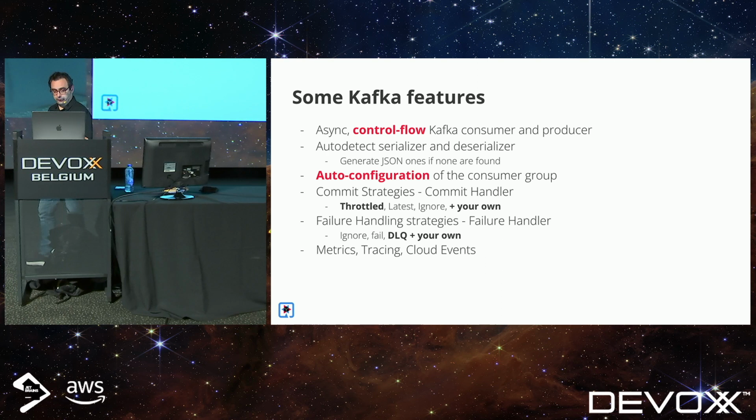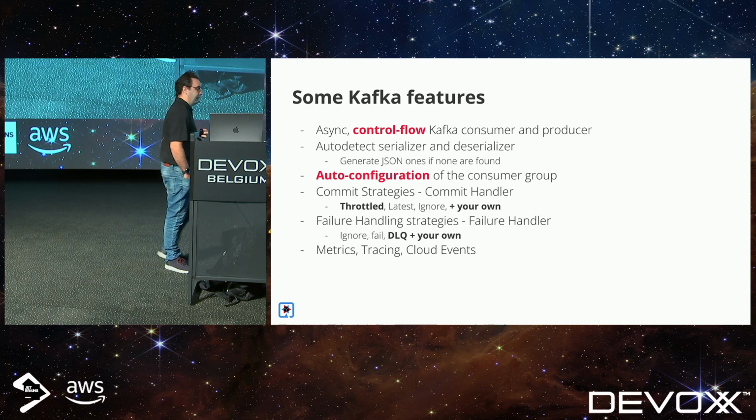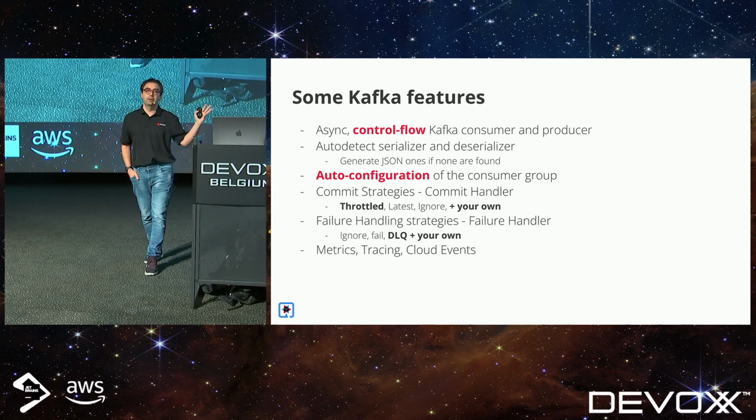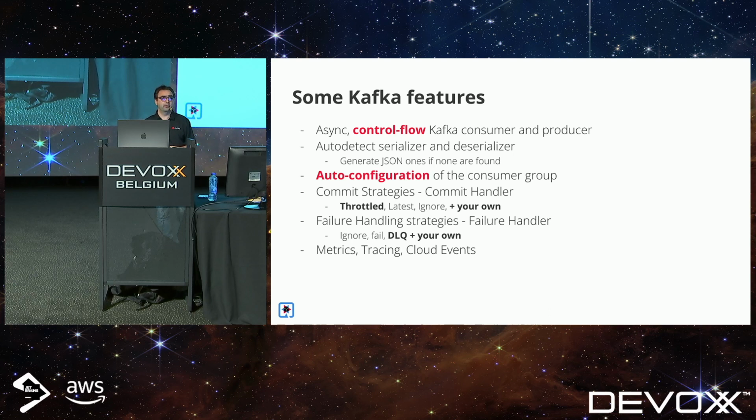There are also a few other things. We auto-detect the serializer and deserializer, and if you didn't provide one, we will use JSON by default. You don't need to provide anything. You want to exchange a person object, a movie object, no worries. We will use JSON by default for you. Why JSON? Because by analyzing the usage of Kafka among our customers and users, it's by far the most used today.